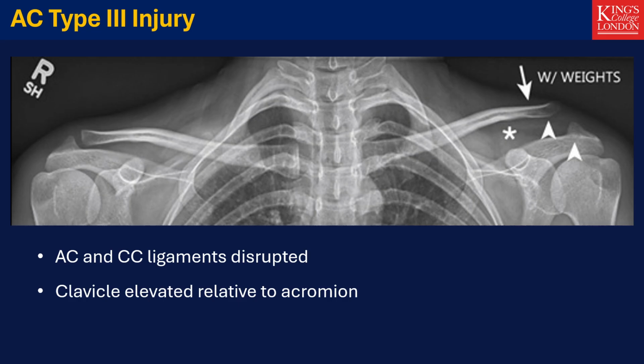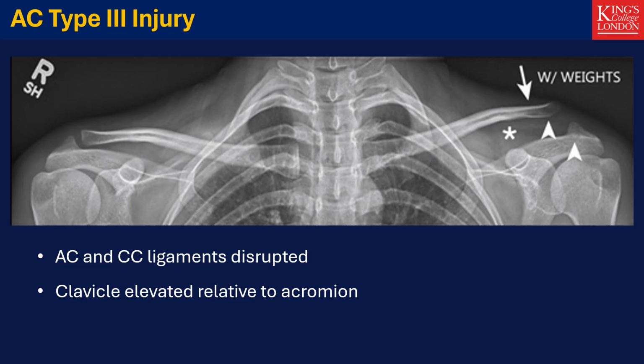Type 3 injuries demonstrate elevation of the clavicle due to disruption of both the AC joint and the CC ligaments. Compare corticoclavicular distance bilaterally on AP radiographs. Observe the superior displacement of the left clavicle with respect to the acromion on a lateral acromioclavicular view done upright with weights. The inferior margins of the clavicle and the acromion noted by the arrowheads are no longer aligned.